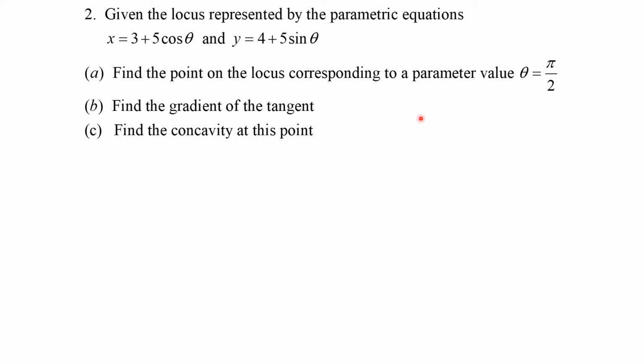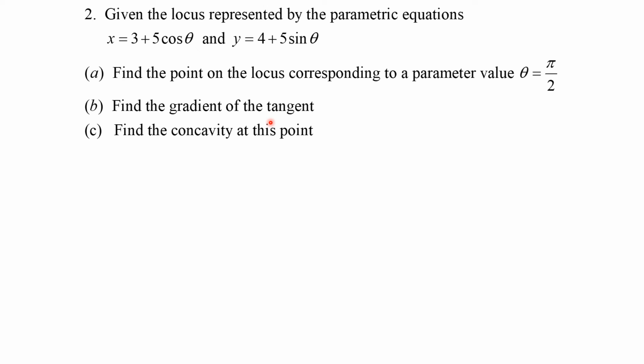So we will look into the next example. You're given a locus which is represented by parametric equations x and y, and you need to solve three questions. First, find the point on the locus corresponding to the parameter value theta equals pi over 2. This is as simple as substituting theta as pi over 2 to determine the value of x and y. Then you need to find the gradient, which is simply f prime(x) or dy/dx. So you need to apply the dy/dx formula.